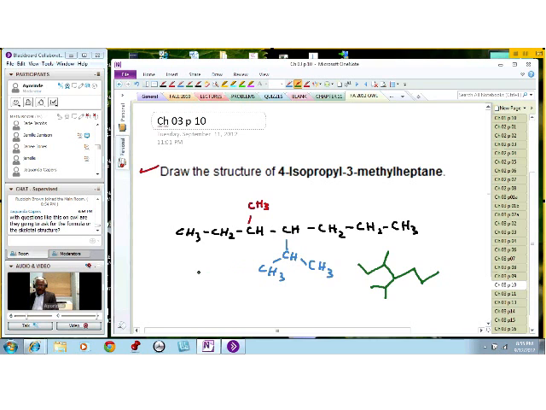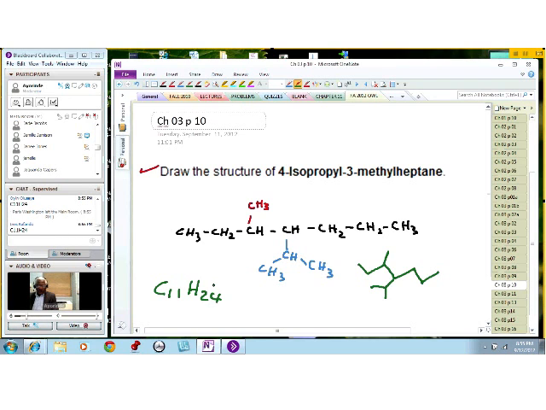Okay, we have 5 more minutes to go. Give the molecular formula for this compound. Okay, I'm waiting, give you guys a few seconds to do that. C11, is that right? C11H24. Okay, I hope that is correct.